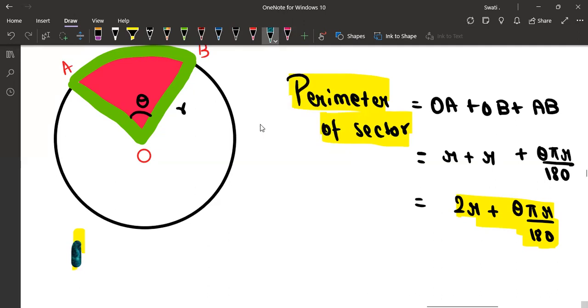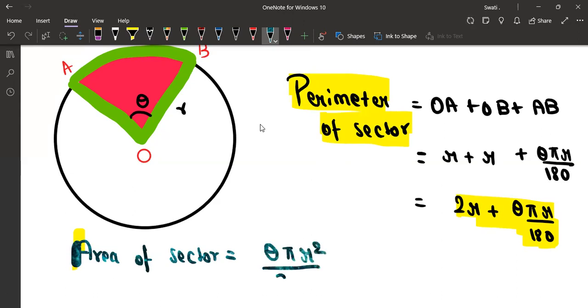So the formula for the area of the sector is simply theta pi r square over 360. Again, I'm directly writing the formula here. If you want to know how exactly these formulas come about, do let me know in the comment section. I'll be making a separate video, as I have already said. So the area of the sector formula is theta pi r square over 360. This is the formula to find the area of a sector.